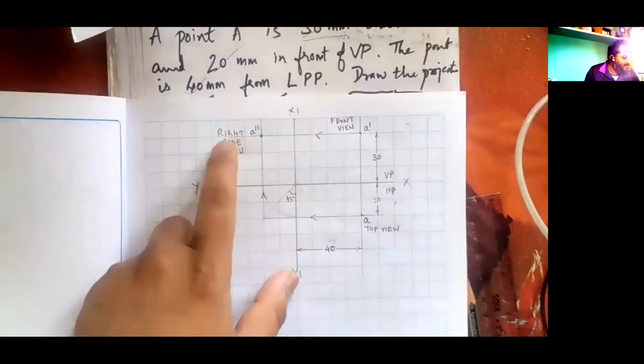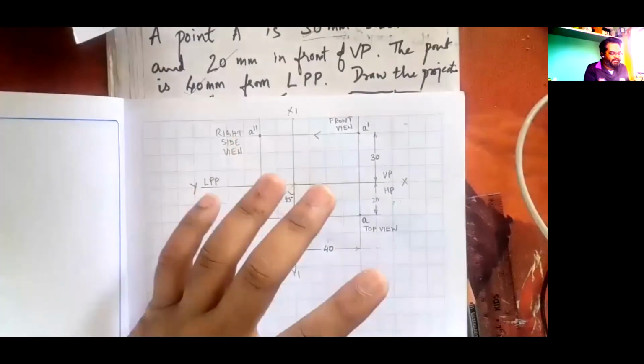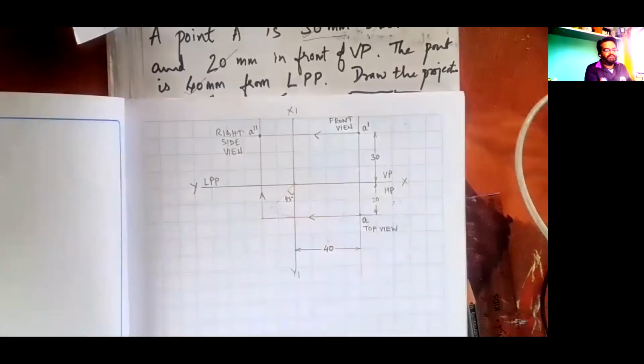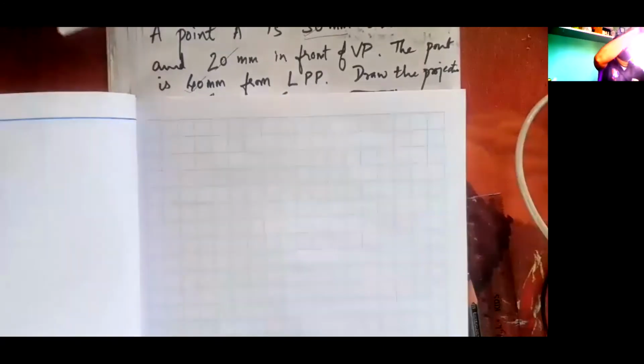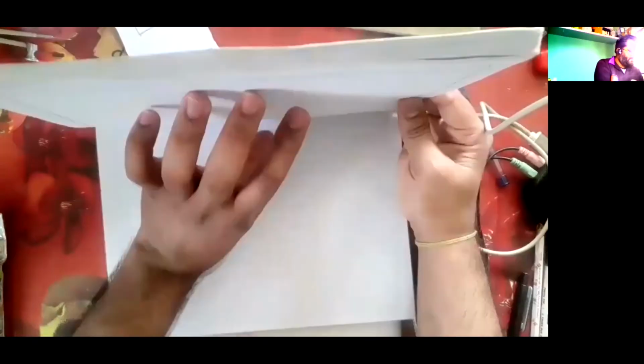You have a TV in front of you. Keep a mobile phone in front of you. Keep your books here, any book you are using. Imagine this is the vertical plane and this is the horizontal plane. Keep a book here, which represents the right profile plane. Keep a book here, which represents the LPP. See how the object looks from the front, and how it looks from the top.